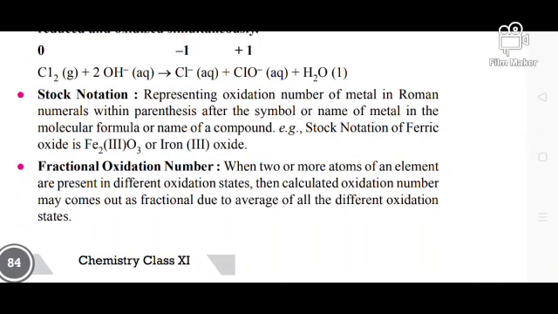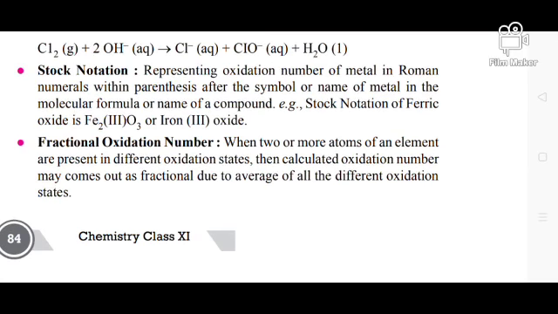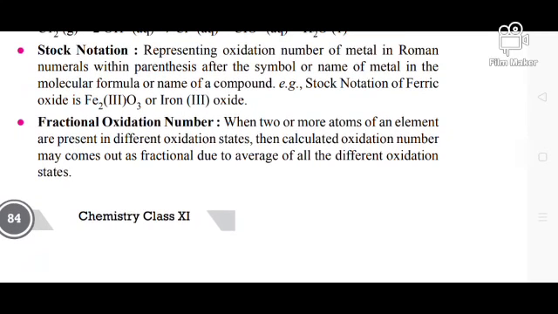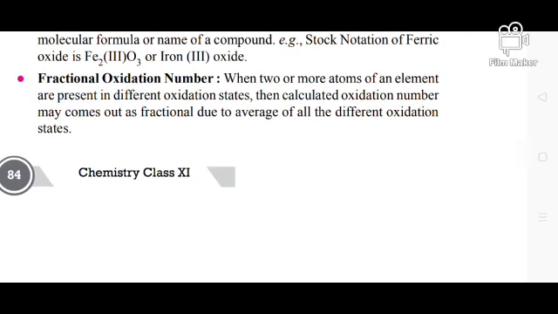So representing the oxidation number of a metal in Roman numerals within the parentheses after the symbol or the name of the metal, or the molecular formula and the name of the compound, like the Stock notation of ferric oxide, like Fe2O3. Here the Roman numeral is used. So what is the benefit of that? Here we can easily know the oxidation number. This is also known as the Stock notation. So here we are never confused about that.